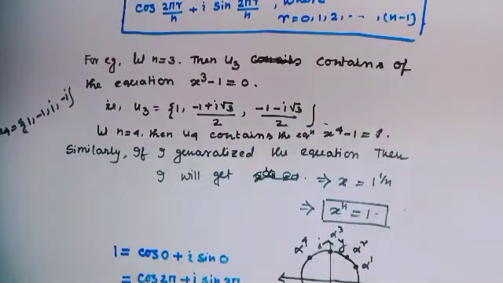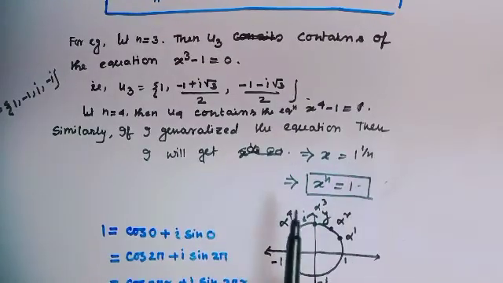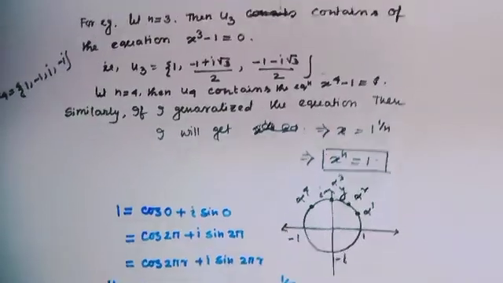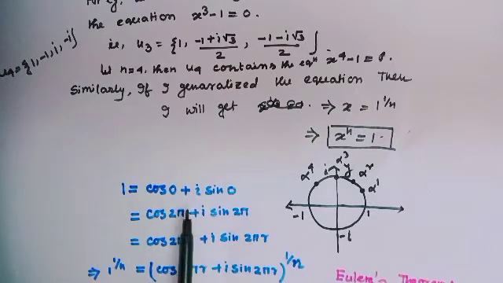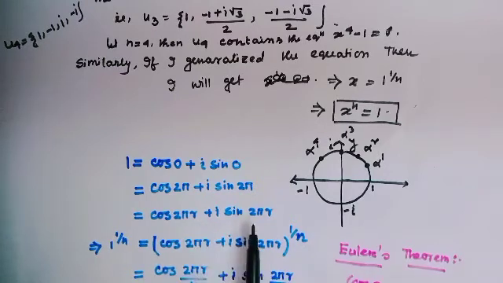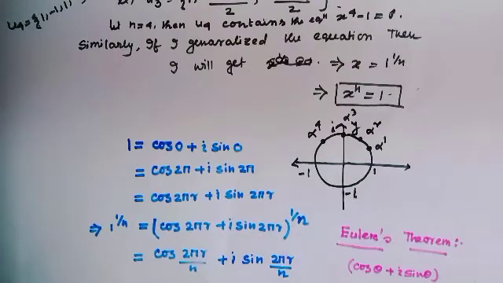Similarly, if I generalize the equation, then I get x equal to 1 to the power 1 over n. That implies x to the power n equal to 1. All of us know 1 equals cos 0 plus i sin 0, which we can write as cos 2 pi plus i sin 2 pi, because cos 2 pi equals 1 and cos 4 pi equals 1. Similarly, I can get cos 2 pi r plus i sin 2 pi r. Then 1 to the power 1 over n equals cos 2 pi r plus i sin 2 pi r, to the power 1 over n.